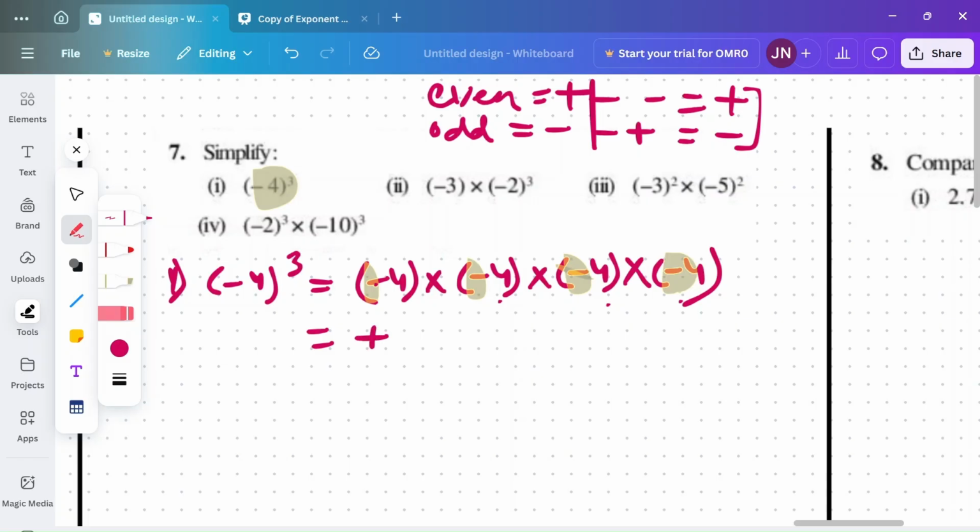Now just multiply 4 times. And what is the answer of that? That is 256.